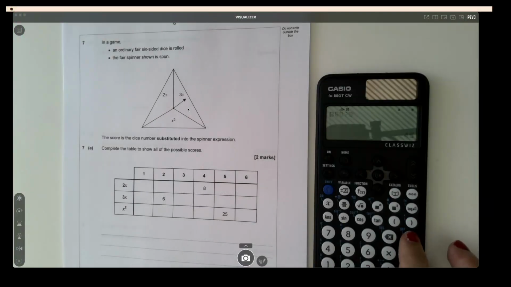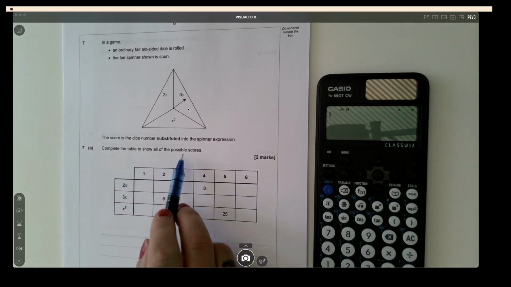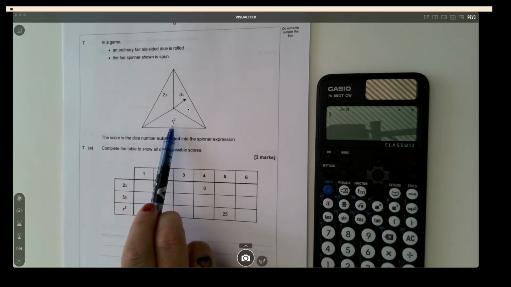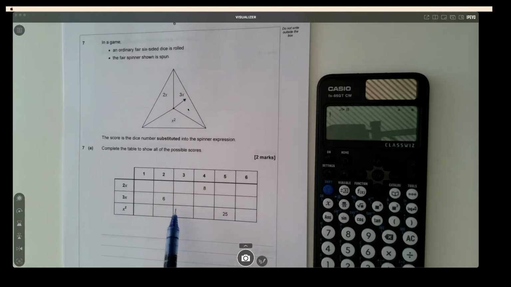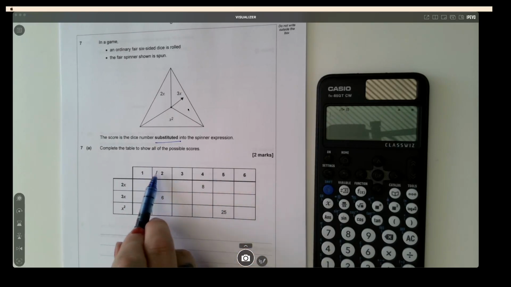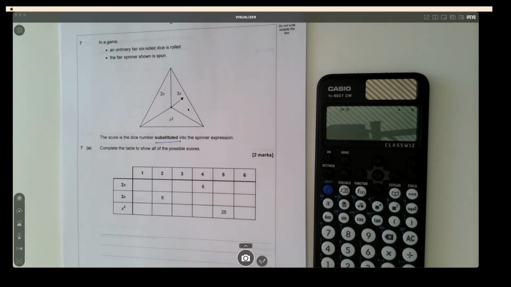Question 7. In a game, an ordinary fair 6-sided dice is rolled. The fair spinner shown is spun. The score is the dice number substituted into the spinner expression. Complete the table below to show all of the possible scores. So we've got 2x, 3x and x squared, and they're here in this table for us, and we are substituting. So these are the values that we substitute. These are the values on the dice.